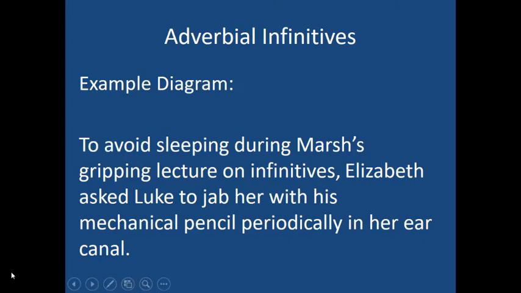Make sure I have what's going on here. All right, so there are two infinitives in this one. Sorry about that. We'll change up the mouse to a pen. And so I can see that I have this to avoid sleeping, which is an infinitive. I also have to jab. Well, how do I know which one's adverbial and which one's nominal?